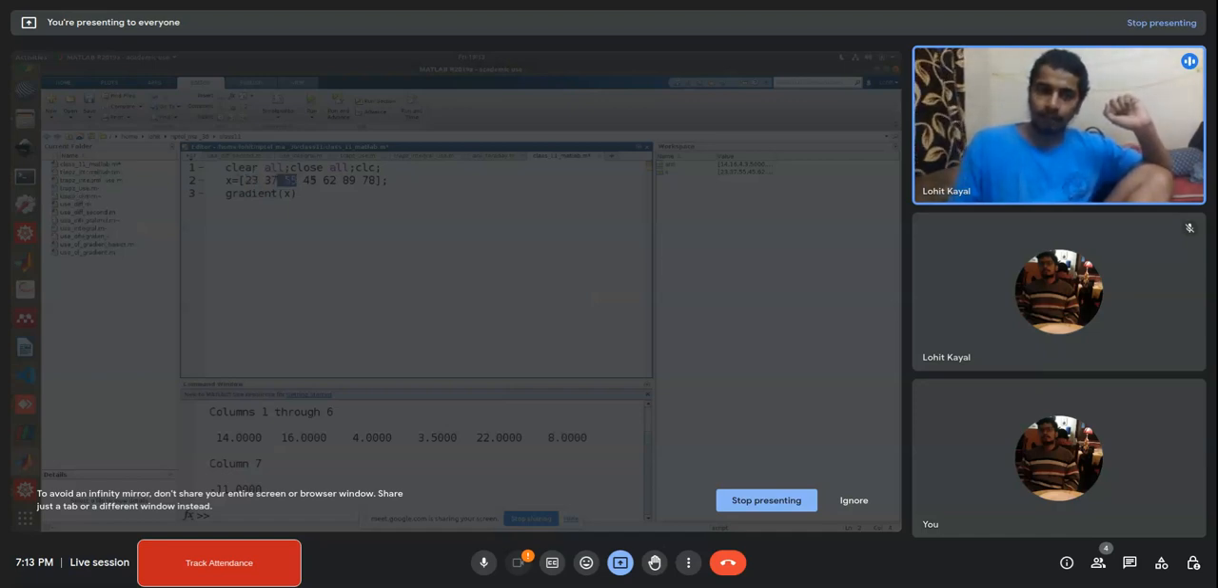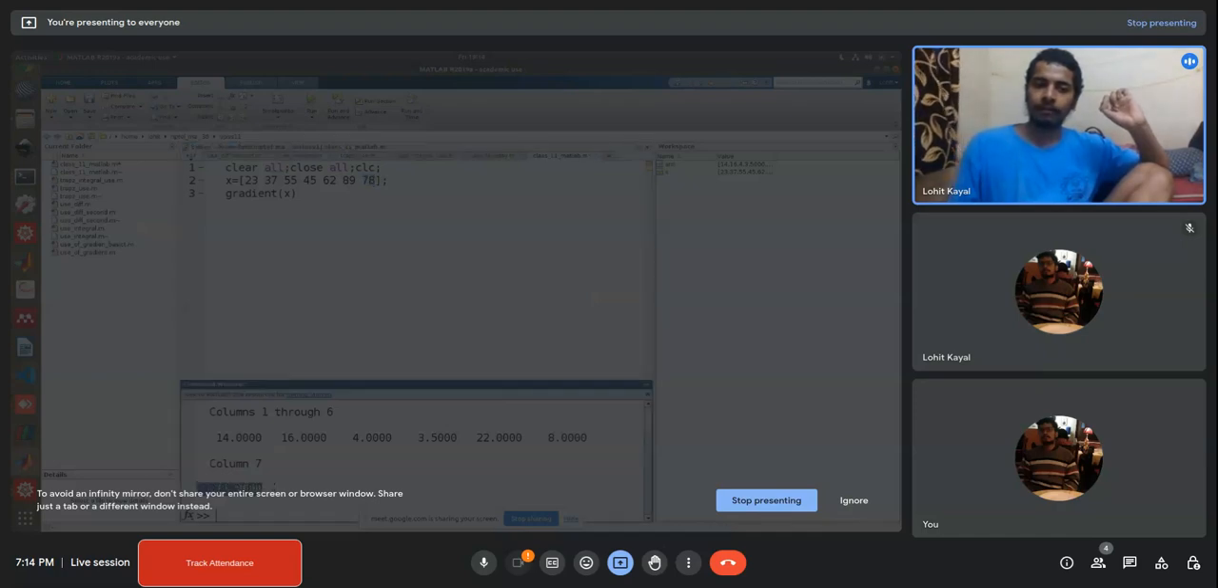Now for the third point, it will do 45 minus 37, that is 8 divided by 2, that is 4. For the fourth point, it will do 62 minus 55, that is 7 divided by 2, that will be 3.5. For the fifth point, 89 minus 45, 44, again divided by 2, 22. Now for the last point, it will simply do the backward difference technique. It will just move one behind. 78 minus 89 will give you minus 11.